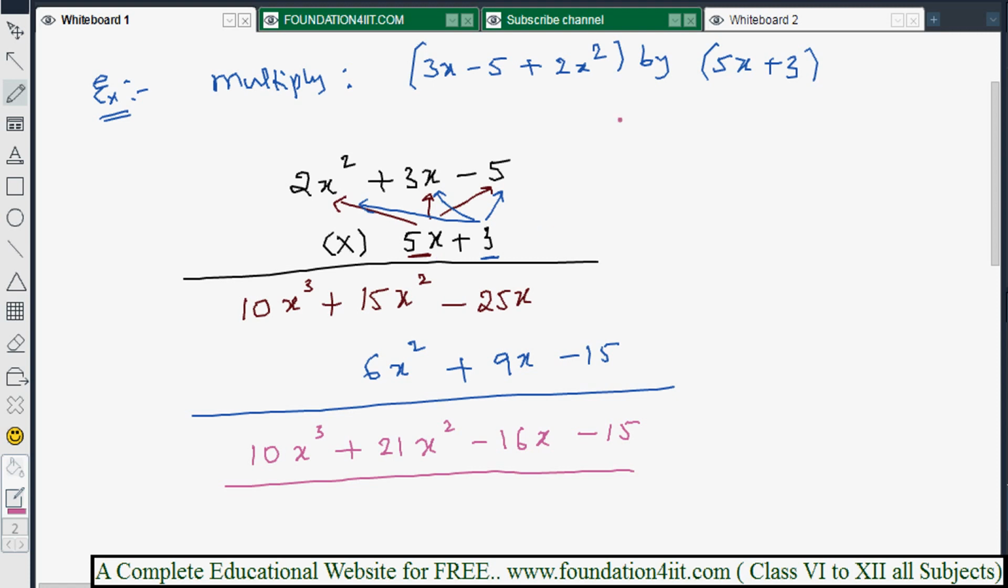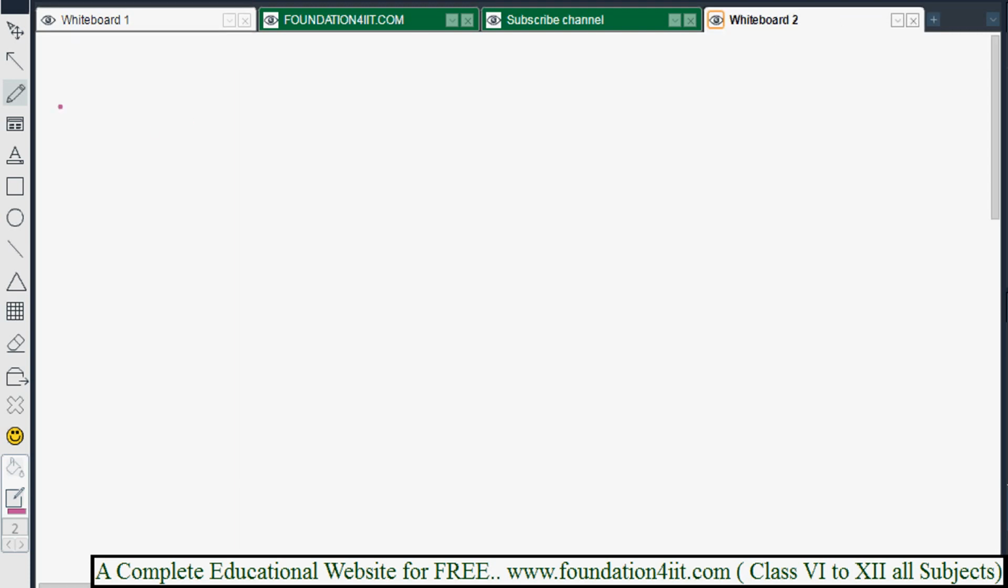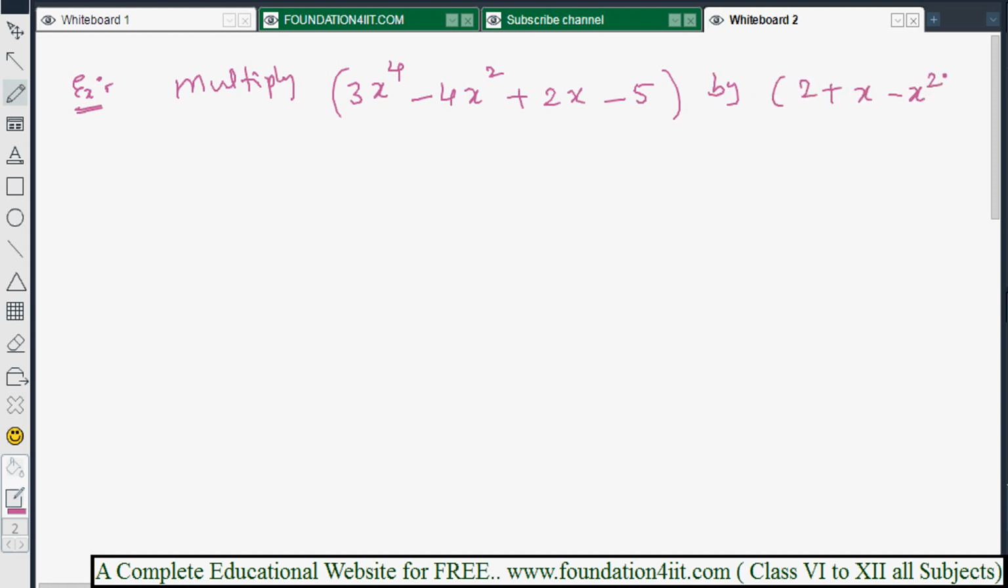Okay. I'll explain one more example so you understand more clearly. So let me take one example. Multiply 3x to the power 4 minus 4x square plus 2x minus 5. So now this polynomial I need to multiply by the multiplier, which here is 2 plus x minus x square. So there are three terms. So it's very simple, you just need to multiply 3 times. Now just note down the question.